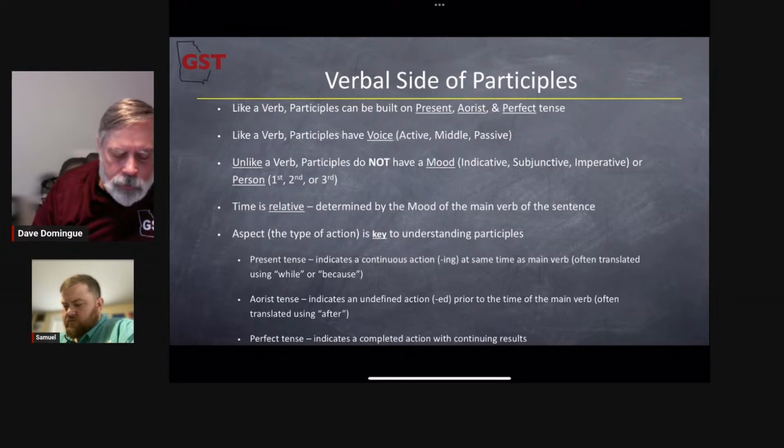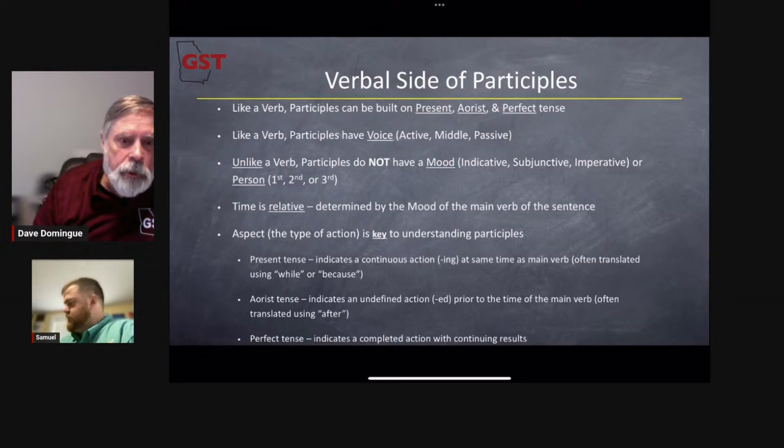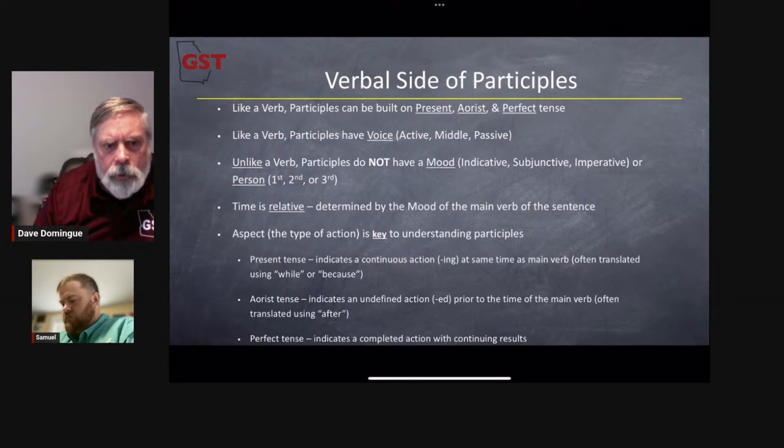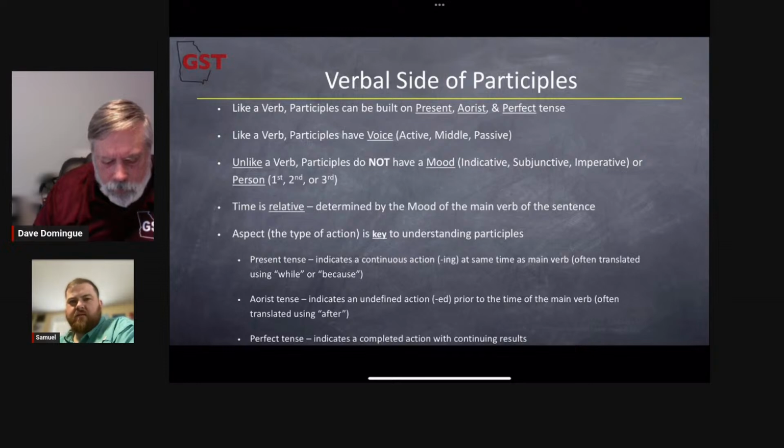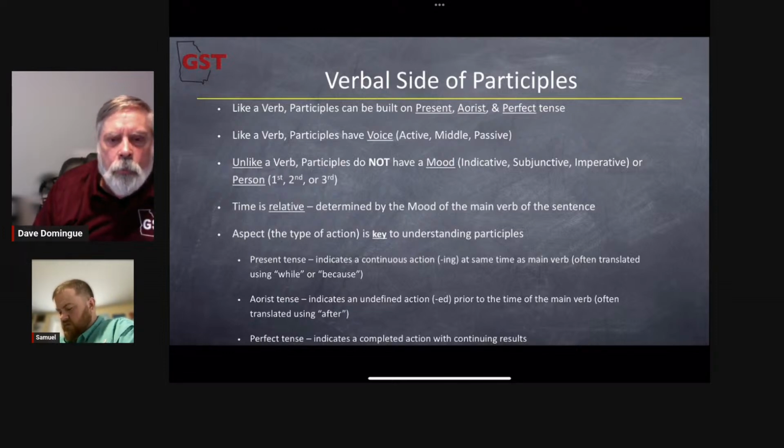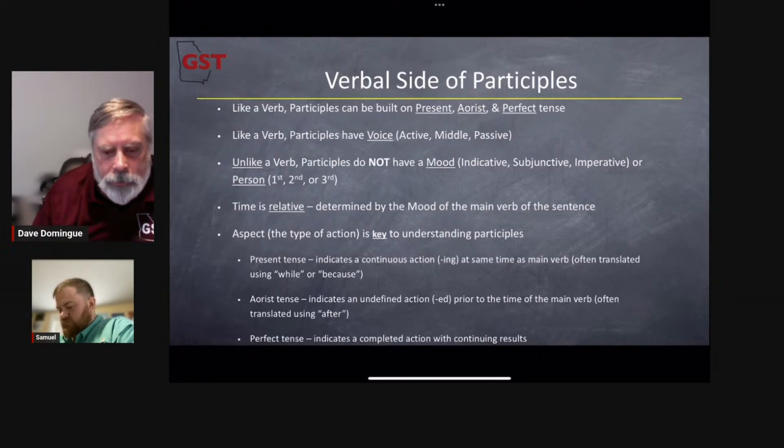And we can also have a voice, an active, a middle, a passive voice. But unlike a verb, a participle does not have a mood or a person, right? And of course, time is in fact relative. Why is time relative? Sam, do you know? Because the participles don't relate to time. Well, they do relate to time, but it's just not an absolute relationship. It's an indirect relationship, right? Indirect. Okay, where do they get their time? What's the basis for their time? Their indirect relationship with time is with what?